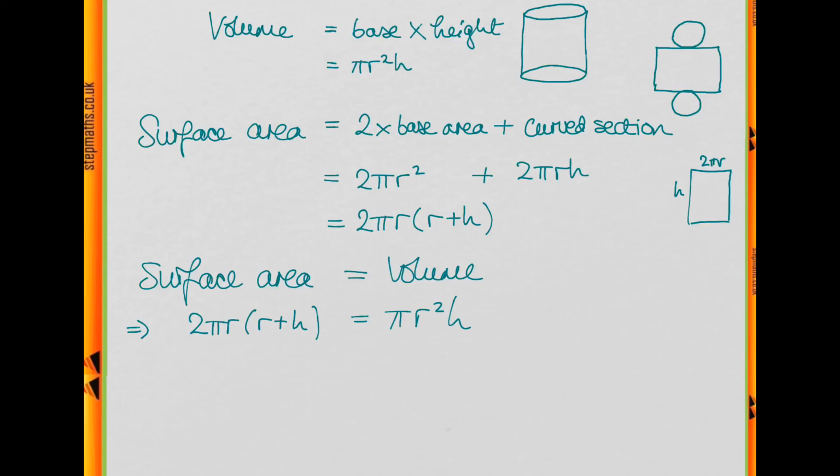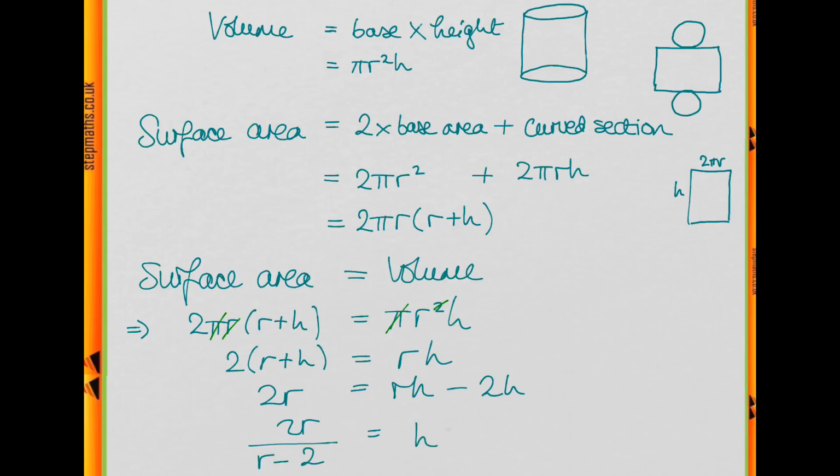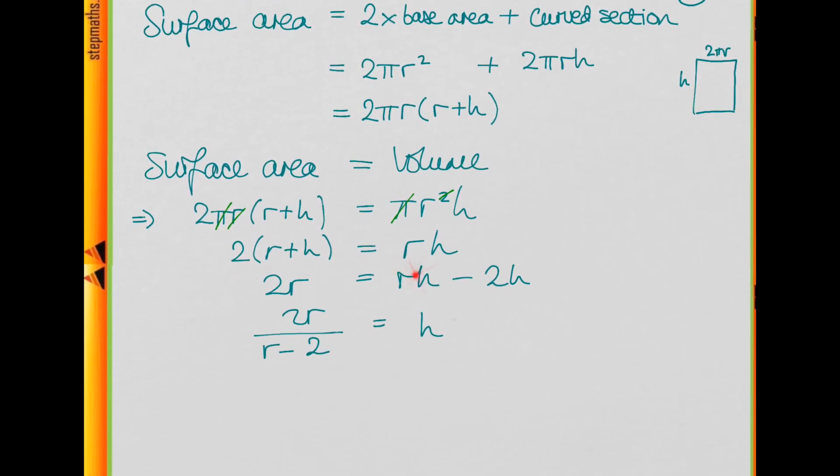Well, the first thing that we can do immediately is cancel some things out. So we have pi and r on both sides, so let's cancel those now. We get that 2 lots of (r plus h) is equal to rh. We expand this out and collect the h terms so that we can find h in terms of r. Now we just divide through by r minus 2 because we have a common factor of h over here, and we get h is equal to 2r over r minus 2. So our answer is A.